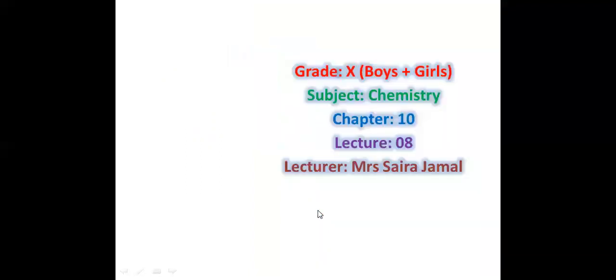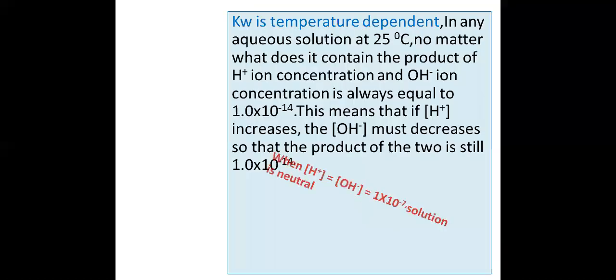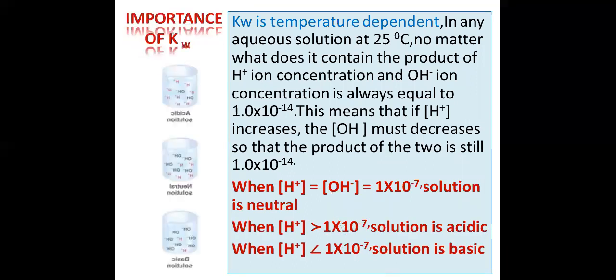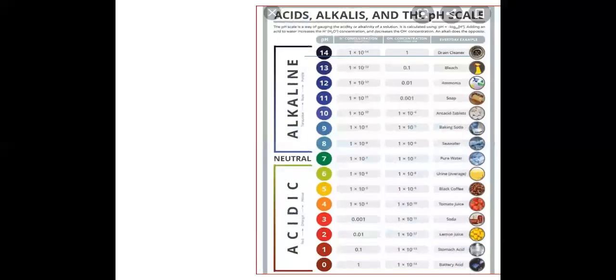So it depends upon the pH scale, that what is the pH of different substances. As I told you, it depends upon the pH of that substance. pH 7 substances are neutral. pH greater than 7 are, I told you, alkaline or basic in nature, and pH less than 7 are acidic in nature.